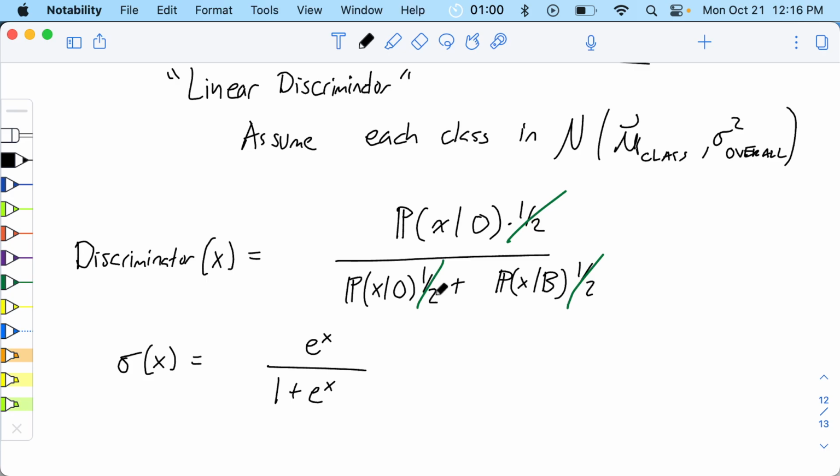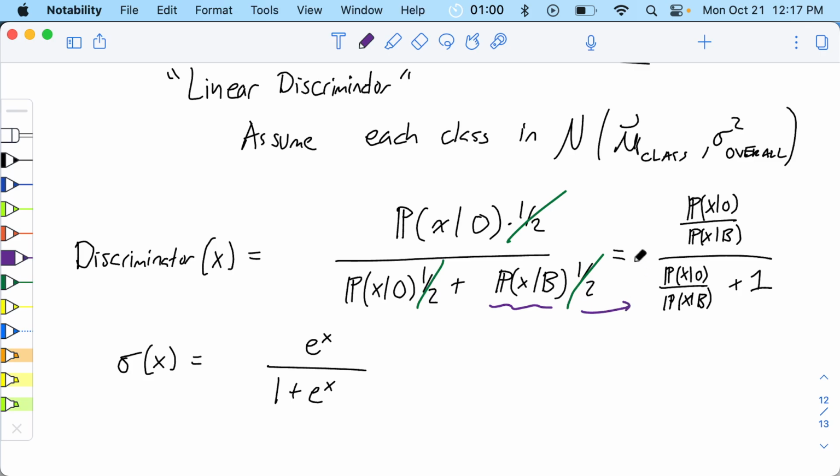So let's do that. I'm going to make one of the factors a 1 by just dividing the top and the bottom. So x given O divided by the probability of x given B, and then I'll have the probability of x given O divided by the probability x given B plus 1. So if you take this probability of x given B and you divide the top and the bottom, that's one thing you're allowed to do in math. When you have a fraction, you can divide the top and the bottom of the fraction and it's still equal. Now it's 1 plus something, and that is exactly the sigmoid of something.